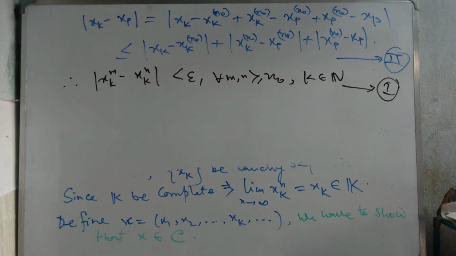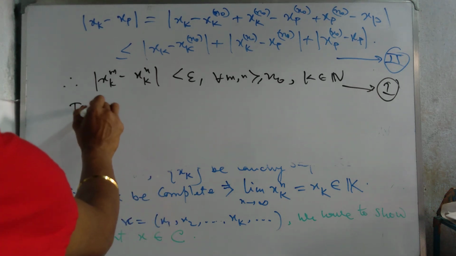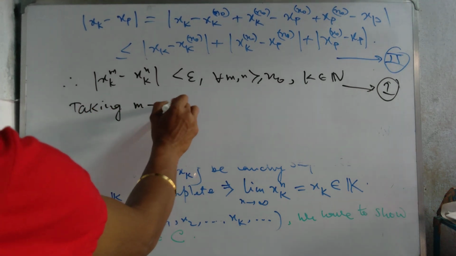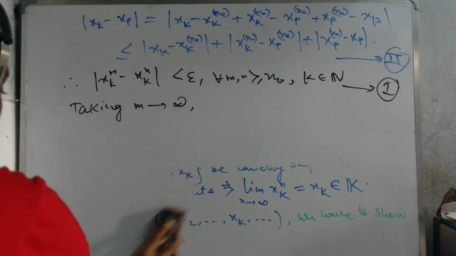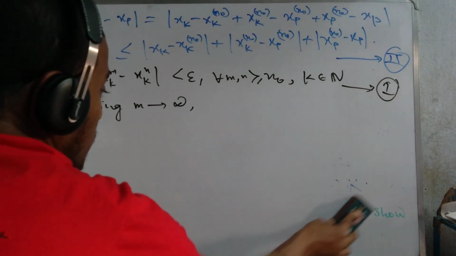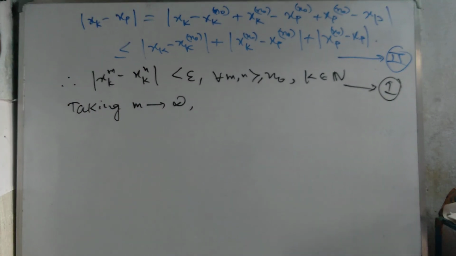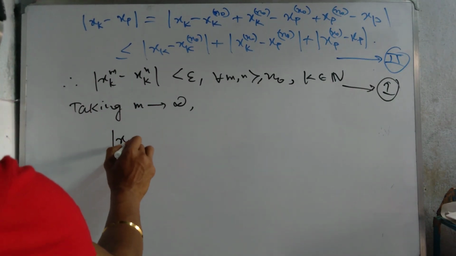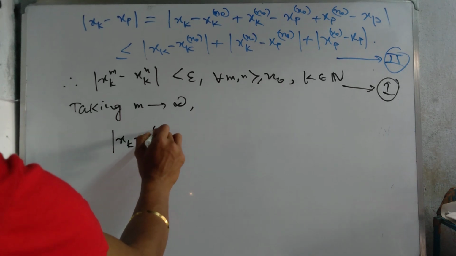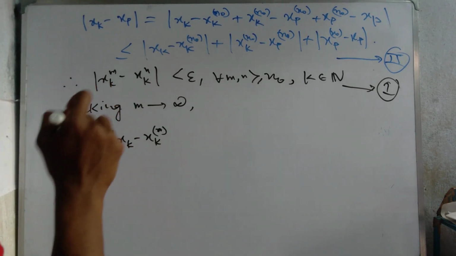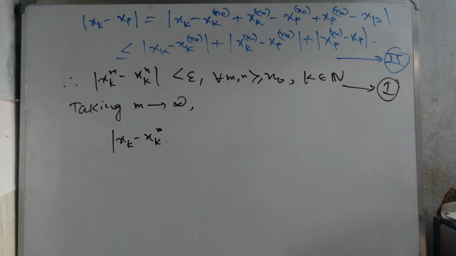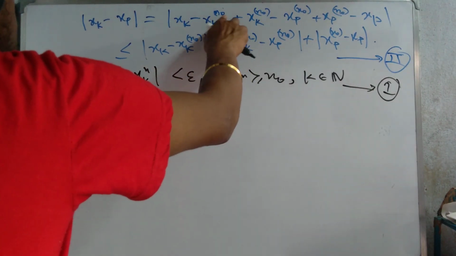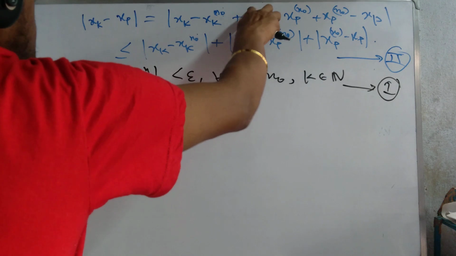Then from this we take m tending to infinity. Taking m tending to infinity, obviously this one converges to x_k. Okay, so what we find here? We find x_k minus x_k^(n). We write it with a bracket, but we do not write the bracket at first, so we write the same thing.